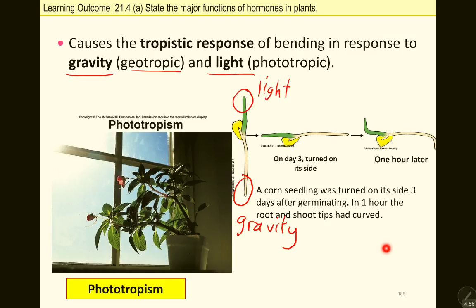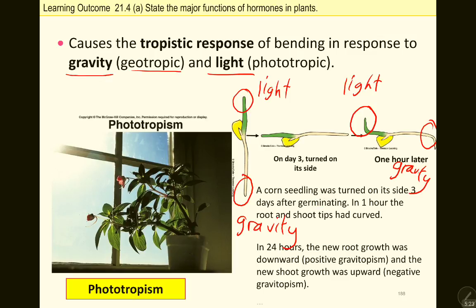But if you grow the seed horizontally, then after 1 hour only, the shoot can grow upward, the root can grow downward, because they respond to the light here and respond to the gravity here. So this is caused by the auxin. Okay. So next one.